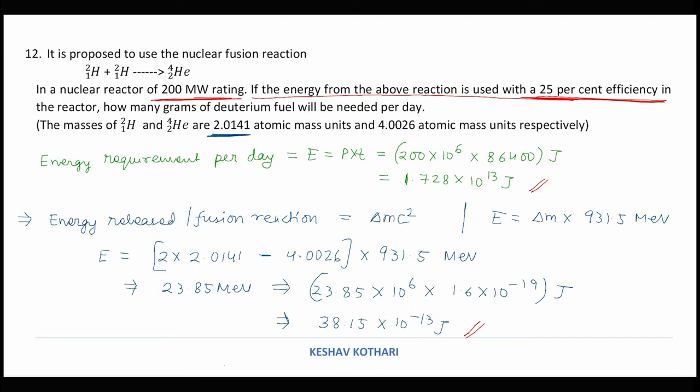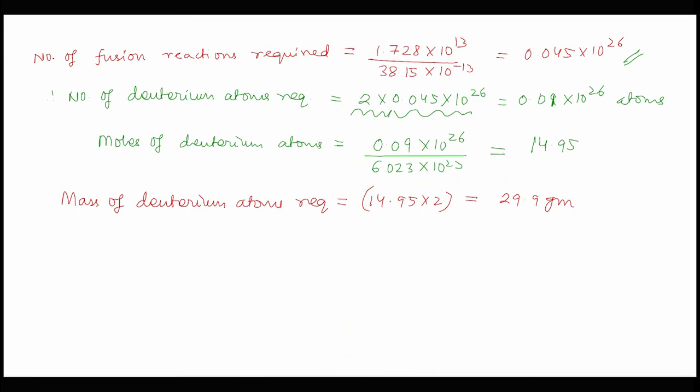In order to make sure that the energy from the above reaction is used only with a 25% efficiency, I say that the actual number of deuterium required will be equal to 119.6 gram. So we obtained this value, 119.6 gram. If you just divide 119.6 by 4, you will obtain 29.9.